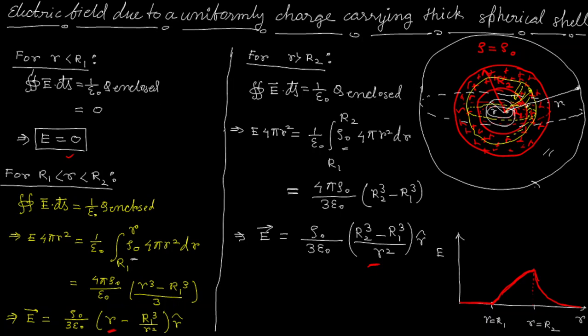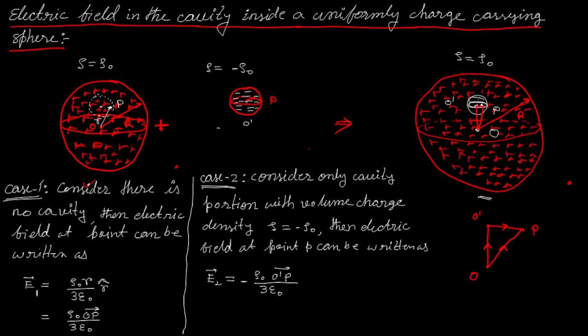And finally, we have learned how to calculate the electric field inside a cavity made inside a uniformly charged sphere. So the concept is pretty clear. When there is no cavity, this charge distribution is spherical symmetric, but as soon as you make this cavity, it will lose its symmetry. So in this case you cannot directly use Gauss law.